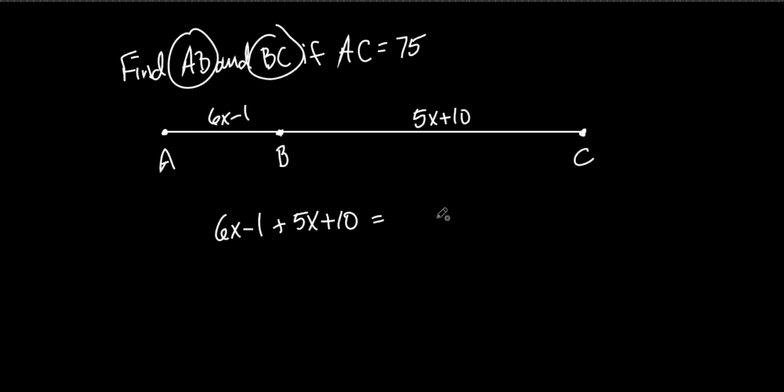What is it? 11x. Not yet, not yet. If I add this segment and this segment together, it's going to equal 75, because they told you that AC was 75. Everybody with me? So that whole thing is 75. 75 whatever. Inches, centimeters, millimeters, miles, feet. Doesn't matter. It's 75. But I don't know the exact value of this. I don't know the exact value of this. But I do know it's 6x minus 1 and it's 5x plus 10.